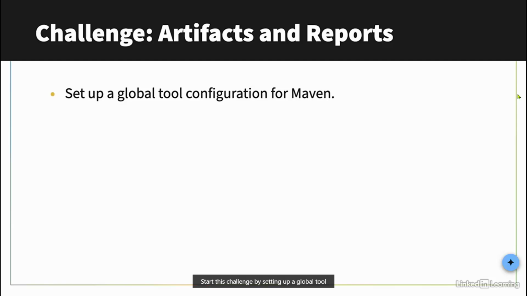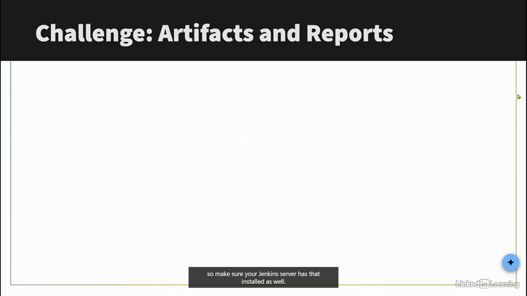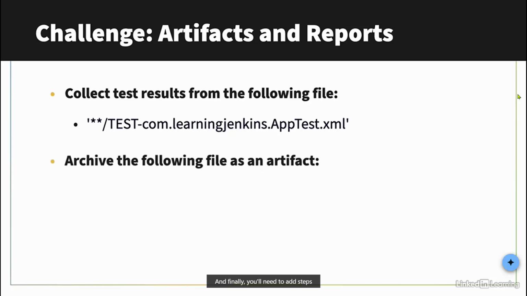Start this challenge by setting up a global tool configuration for Maven. The project also needs to use the JUnit plugin, so make sure your Jenkins server has that installed as well. Once you have Maven configured, update the pipeline template to use the Maven configuration. Then update the pipeline stages to run shell scripts that call Maven to test and package the application. And finally, you'll need to add steps at the end of the pipeline to collect test results and store the jar file as an artifact.